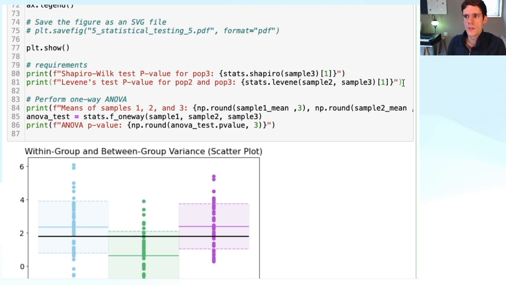and see what we indeed get. We defined population 3 as a Rayleigh distribution, which has roughly an equal variance to the other 2 normal distributions. And that, of course, we can do with Levene's test. So we do stats.levene, sample 2, which is the normal distribution, and sample 3, which comes from the Rayleigh distribution.